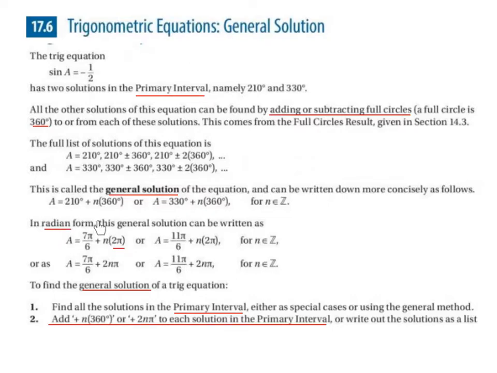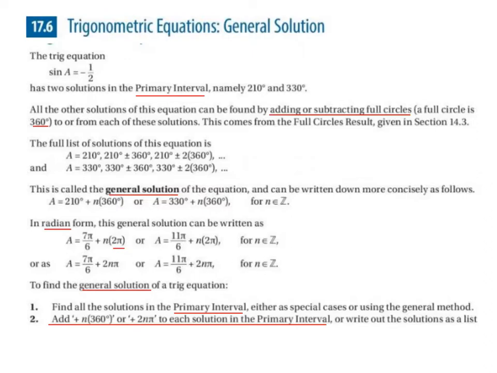In radian form, this general solution can be written as A equals 7 pi over 6 plus n times 2 pi, or A equals 11 pi over 6 plus n times 2 pi, for n elements of Z, so for n that are integers. Or we can simplify again to say A equals 7 pi over 6 plus 2n pi, since n times 2 pi is 2n pi, or 11 pi over 6 plus 2n pi, again for n elements of Z.